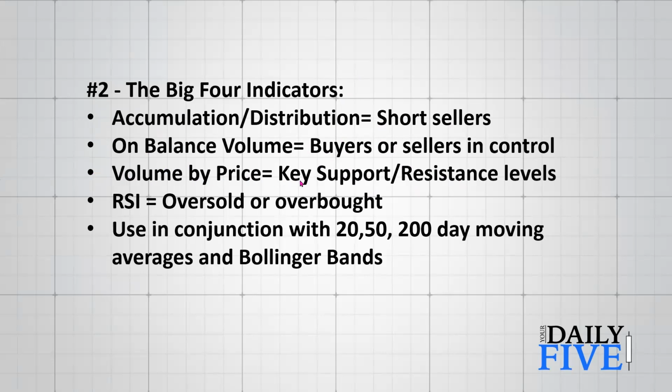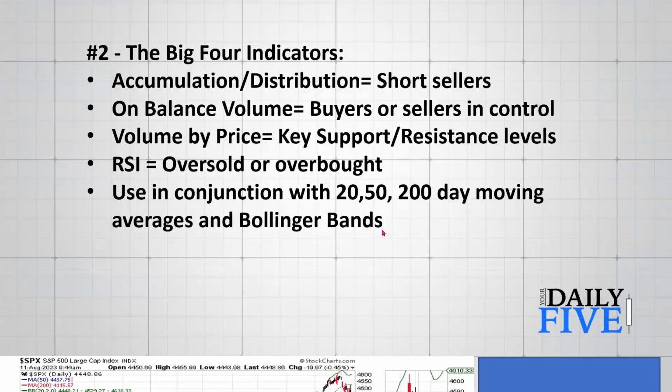And where the decision points are. So those are the big three. And of course, the fourth one, as I showed you on the past slide, is RSI, overbought or oversold. Now, what I also do is I use these things in conjunction with the traditional indicators, the 20, 50, and 200-day moving average, and of course, the Bollinger Bands. And as I go through the rest of the slides, I'll show you how that all comes together.